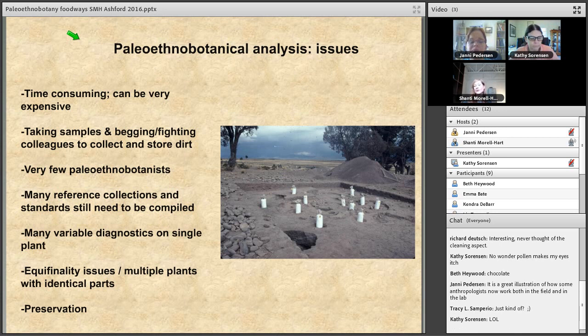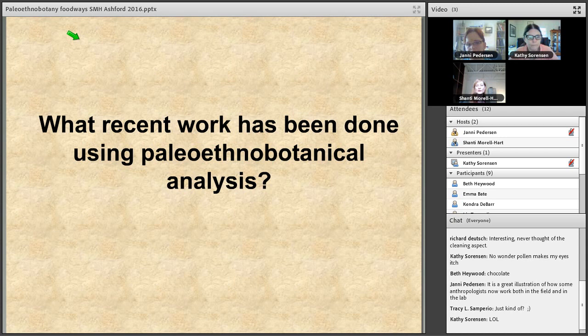And then we've got preservation, always an issue with any kind of archaeological material. What sort of damage has taken place over time? How have things rotted or degraded? And to what extent can we still see what's going on based on the level of preservation?